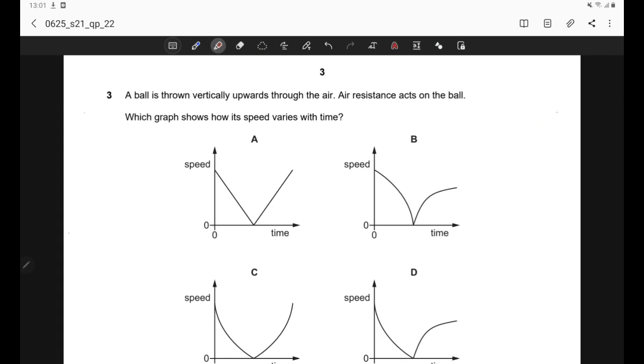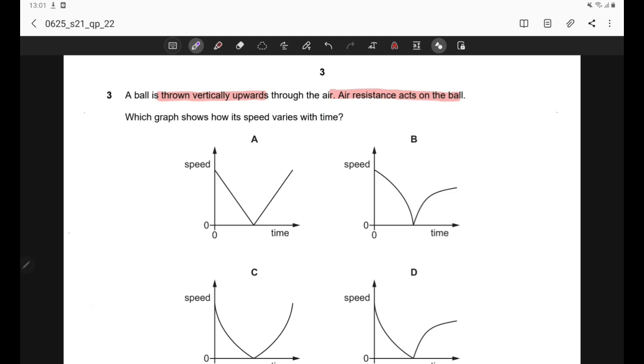Question 3. A ball is thrown vertically upwards through the air. Air resistance acts on the ball. Which graph shows how its speed varies with time? So in this question, we need to plot a speed-time graph of a ball which is thrown vertically upwards.